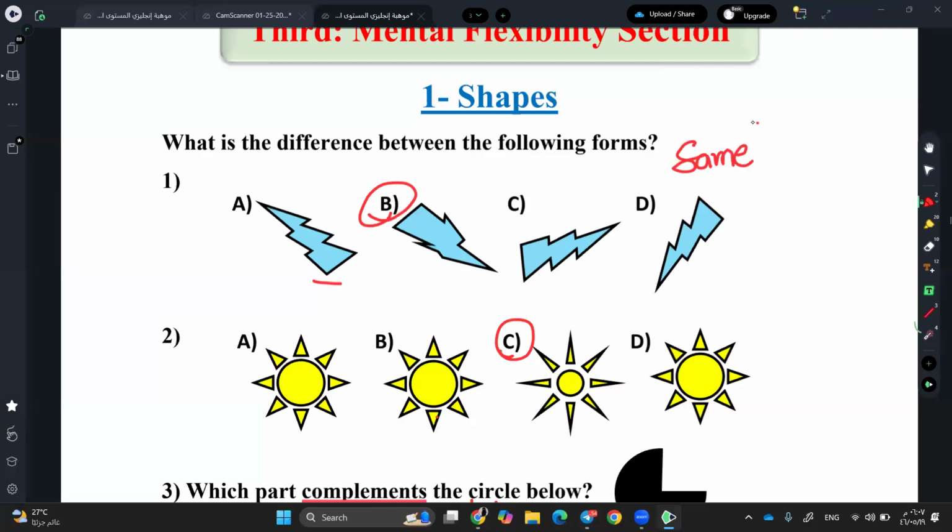You can see here A, C, and D are the same shape, okay, with the same angle here and with the same curve. But B has just one here and one here, and it's not symmetrical also. So you can see here 1, 2, 3, 4, here just 1, okay? So you can see that B is the different shape, okay?